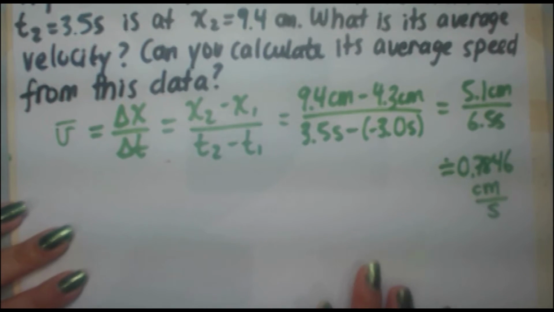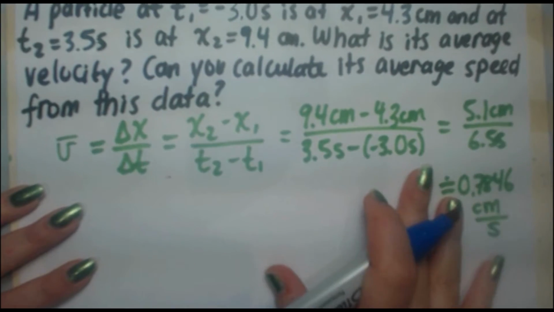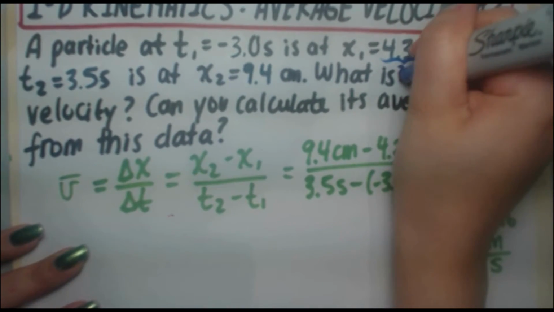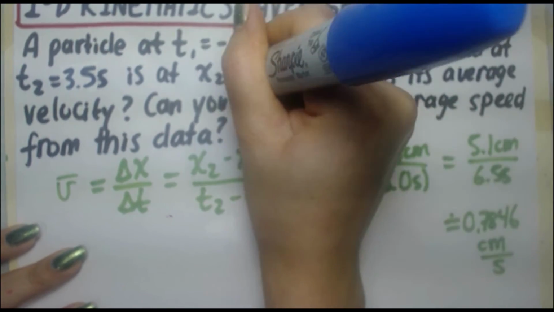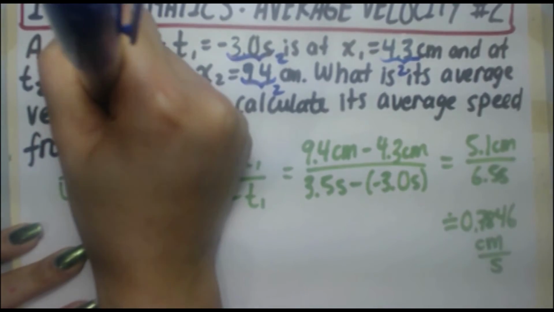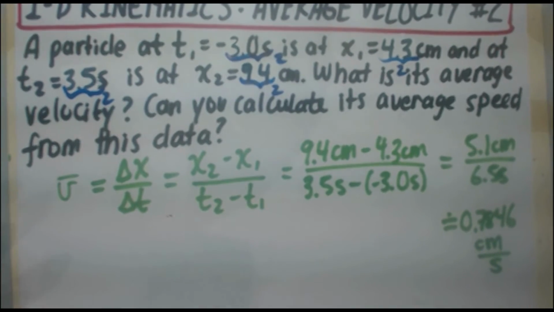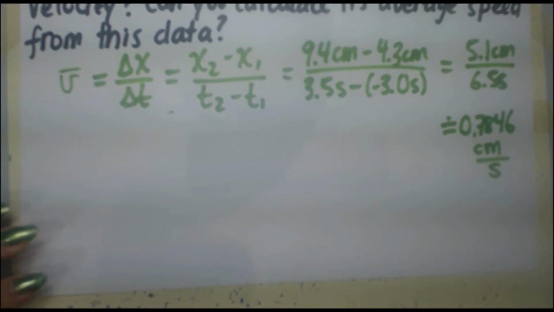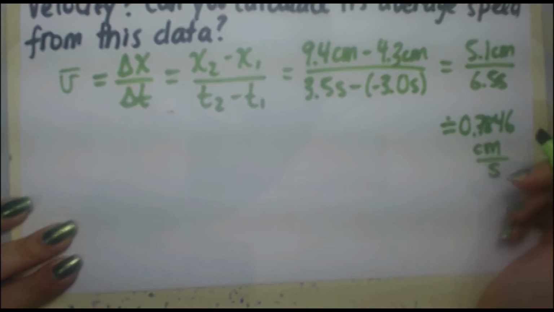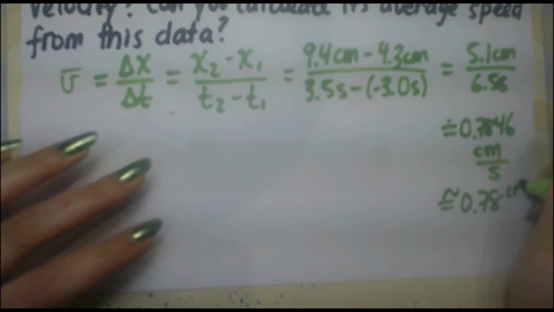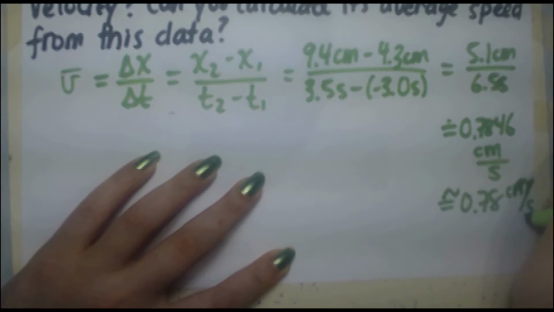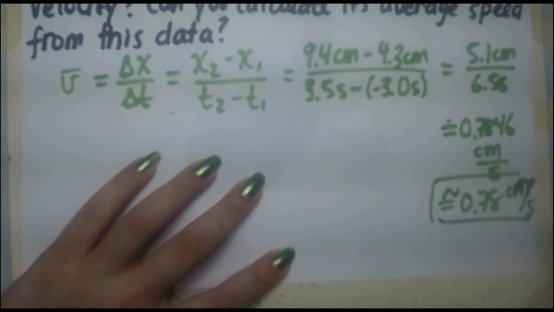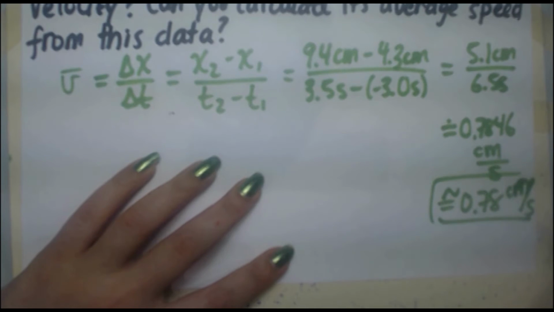And while you'd normally almost be done, we have to remember sig figs. Okay, you probably already saw that coming. So if you go back to your original question, we've got 2 sig figs there, 2 here, 2 here, and 2 there. Again, your answer has to be as accurate as the least accurate value. So if we have 0.7846, we want to round that to 2 sig figs. That's going to round to approximately 0.78 centimeters per second. Okay, so there's the answer for the first part. What is its average velocity?